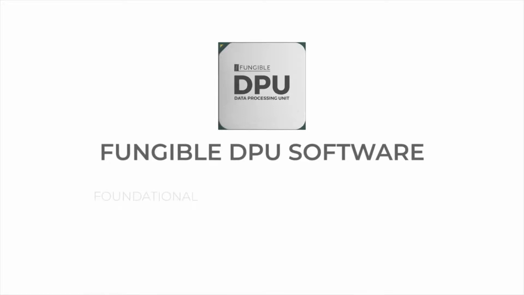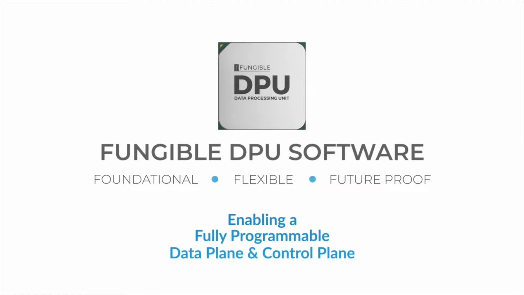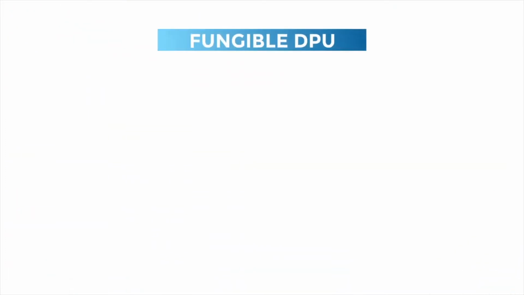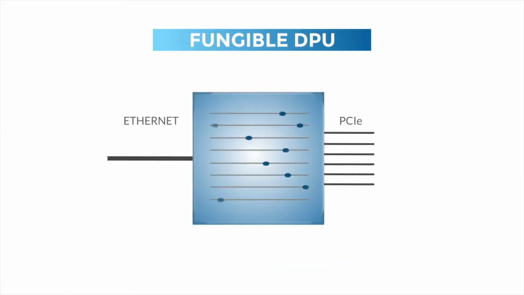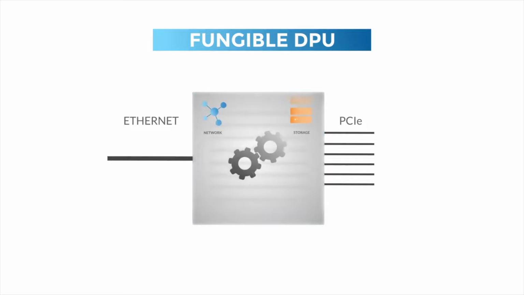The Fungible DPU Software, a suite of software solutions that provides an agile, out-of-the-box, and future-proof experience for Fungible DPU users. One of the key innovations in the Fungible DPU is a data path engine that can execute data-centric computations at extremely high speeds. Data-centric computations include network, storage, security, and virtualization functions that run on the data path. This data path engine is fully programmable.